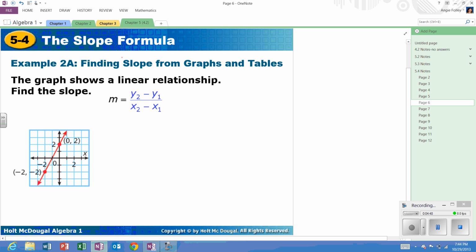So in this graph, they actually are showing us 2 points, but even still, we could have picked other points. So we've got the points negative 2, 0 and 2.